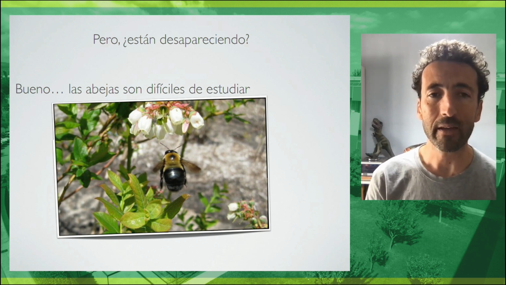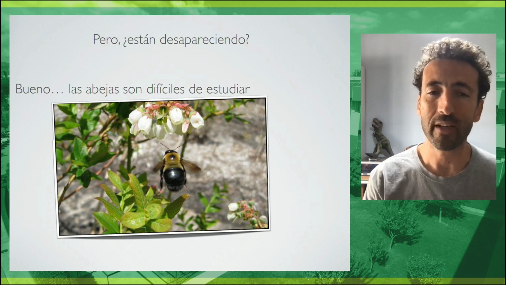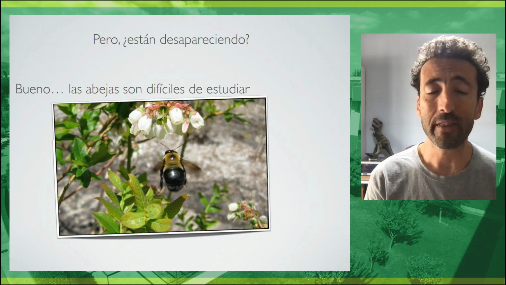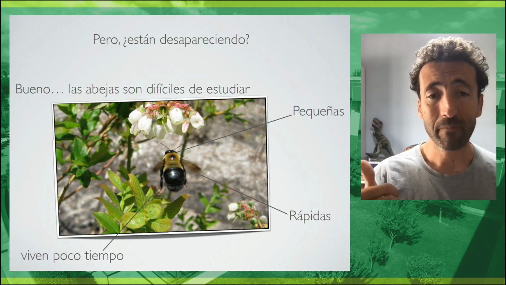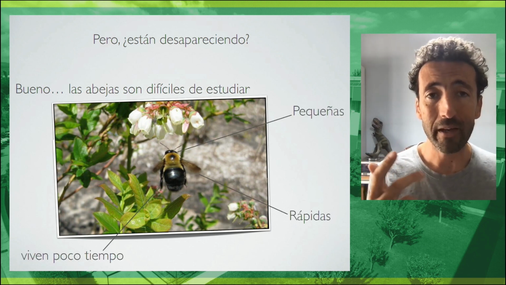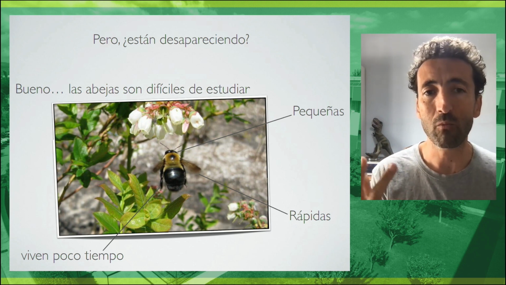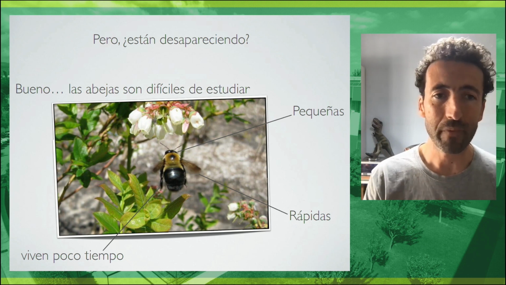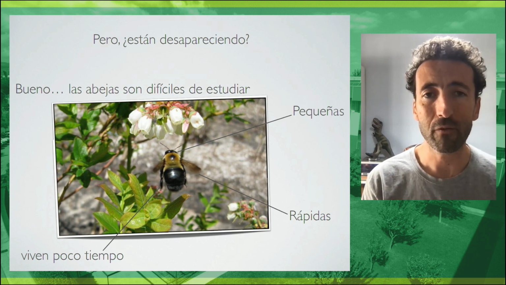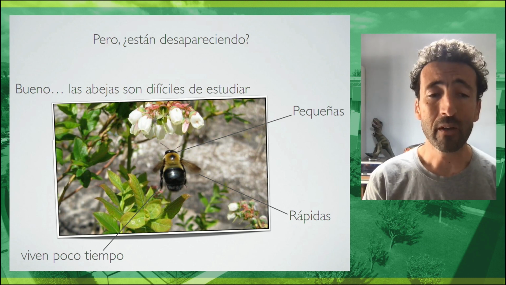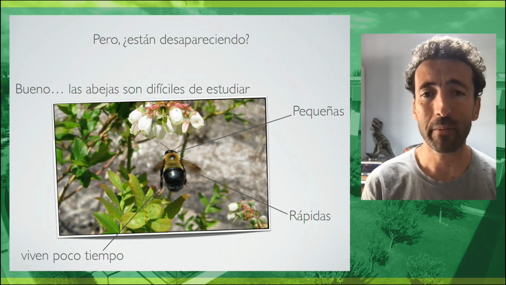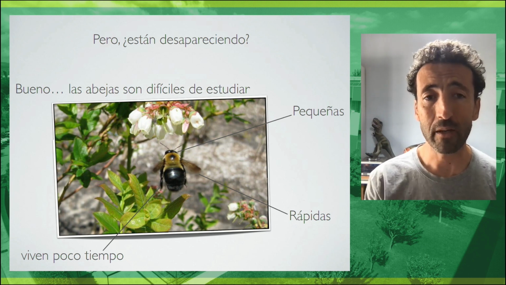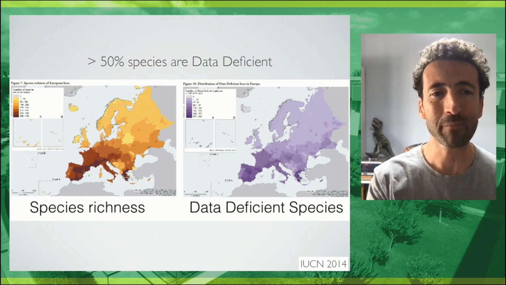Well, once you start studying honeybees, they are easier because they're in beehives. However, other types of bees are difficult to study because their adult life is short, it's 2, 3, 4 weeks per year. They're small and they're very quick. And 100 years ago, there were few studies on bees, so it's difficult to study them, but we do have some trends.